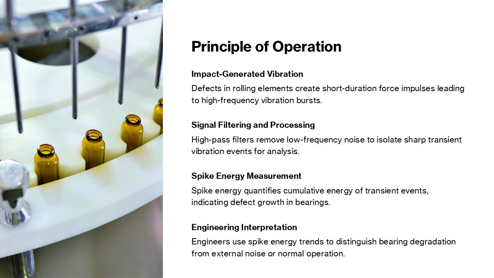measurement period. To extract this information, the raw acceleration signal is passed through a high-pass filter to remove low-frequency components associated with normal machine operation. The remaining signal highlights sharp transient events. The signal processing algorithm then rectifies and integrates these events to produce a single scalar value.